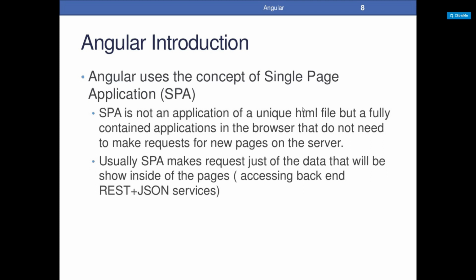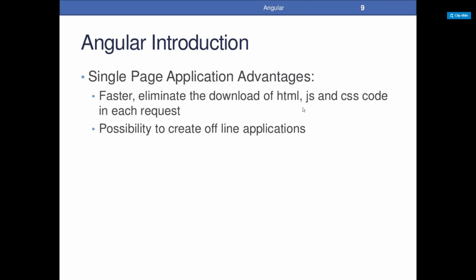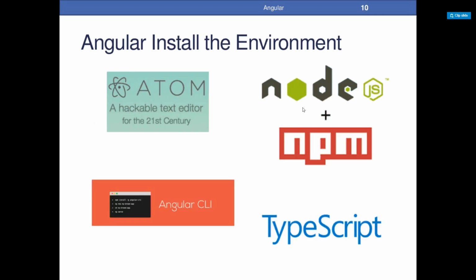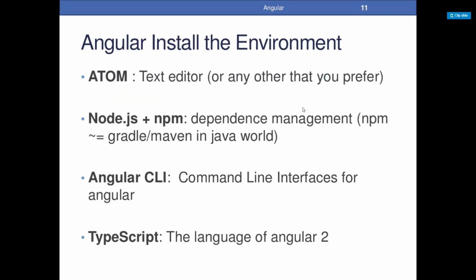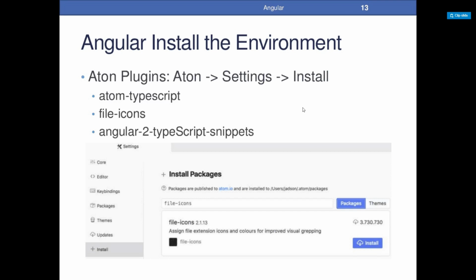Okay. And it makes AJAX requests just for the data that will be shown inside the pages, accessing the backend using REST plus JSON services. Single page applications are faster. They limit the download of HTML, JS, and CSS code, and it is very fast. Okay. Now these are the basics that we have seen.